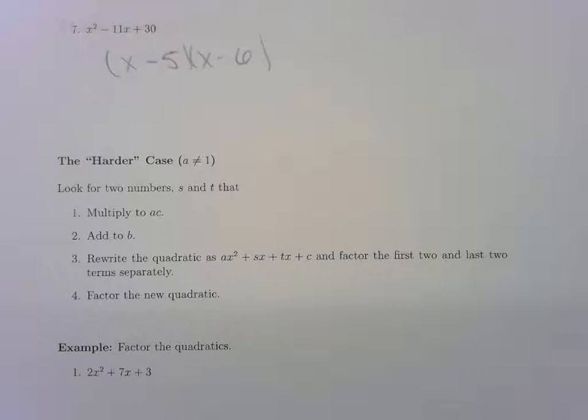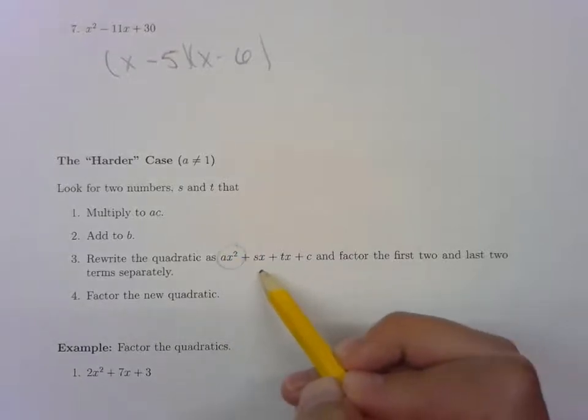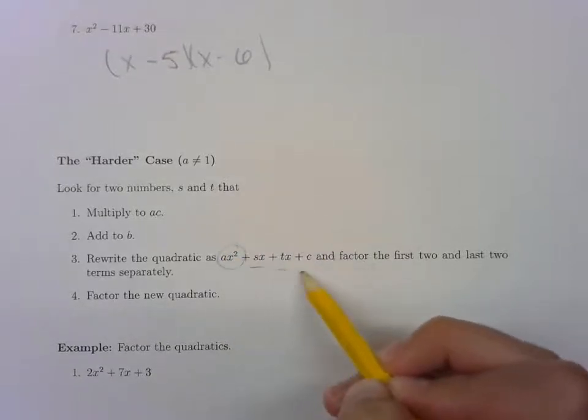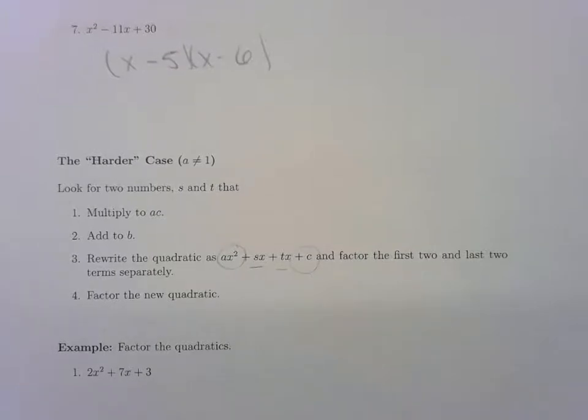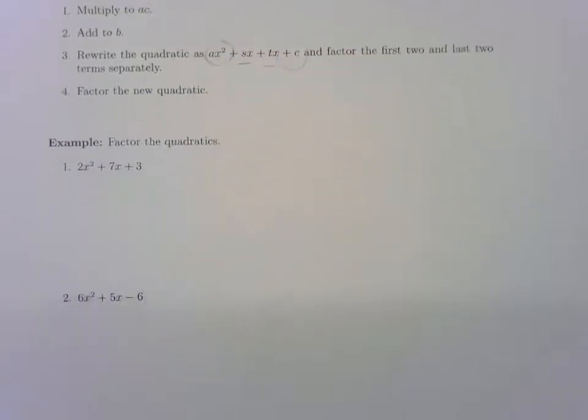Then we're going to rewrite the quadratic as: we're going to copy the ax squared, write sx plus tx, and then copy the c. Then we're going to factor the first two and last two terms separately. And then 4, we're going to factor the new quadratic. Those steps might seem a little confusing. I think it'll make more sense when we do some examples. We're going to do 3 examples. Number 1 is 2x squared plus 7x plus 3.